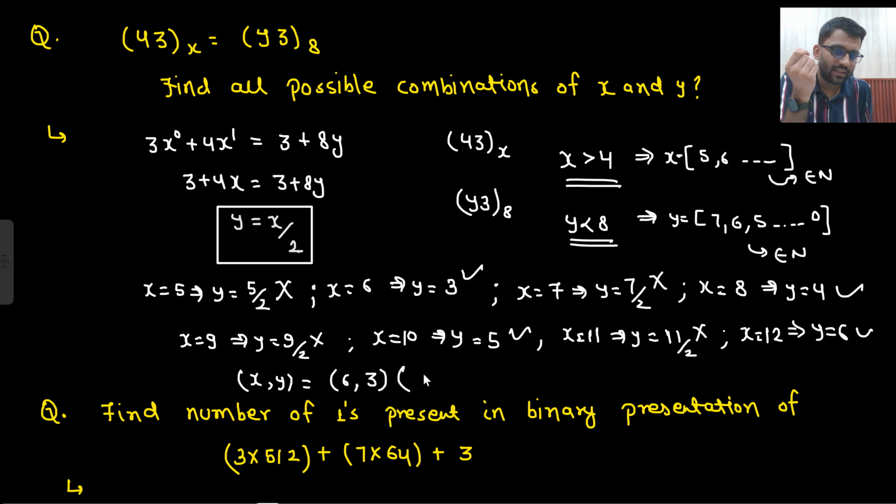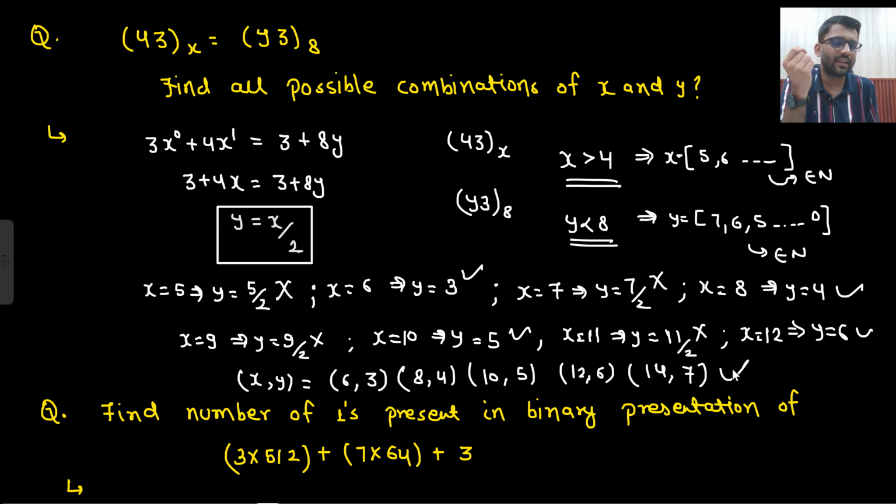If x is 8, y will be 4. If x is 10, y will be 5. And if x is 12, y will be 6. And if x is 14, y will be 7. Till that point only it will be acceptable. Because if x is 16, let me write it here. If x is 16 here, then what will be y? Y is 8. But y cannot have any value bigger than 7. So this will also not be acceptable. If x is 16, then y will be 8.